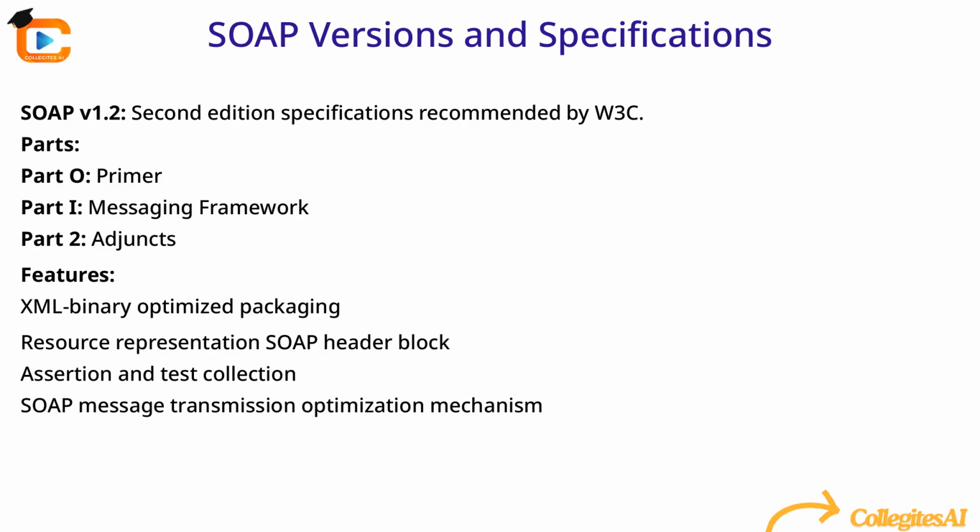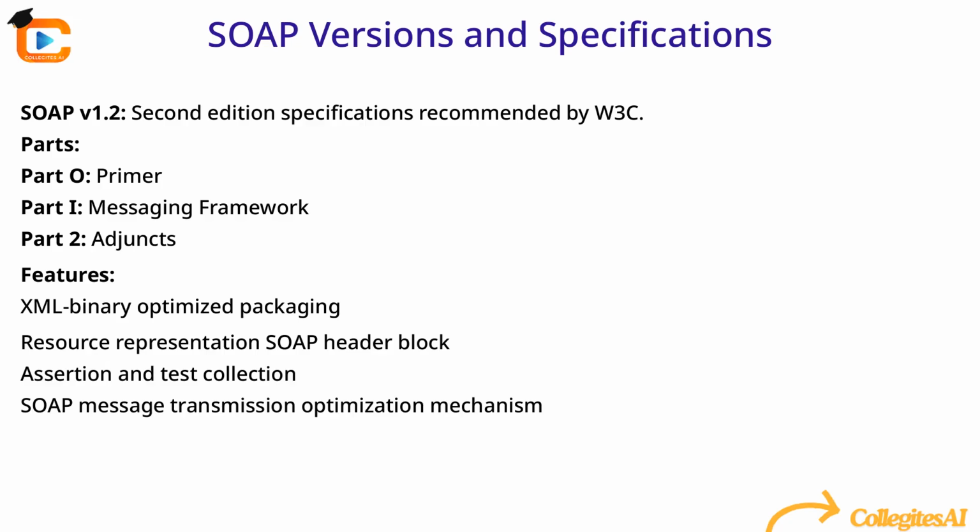SOAP has evolved over time, with the current version being SOAP version 1.2. These specifications are recommended by the W3C and are divided into three parts: Part 0, which provides a primer on SOAP, Part 1, which defines the messaging framework, and Part 2, which covers adjuncts.